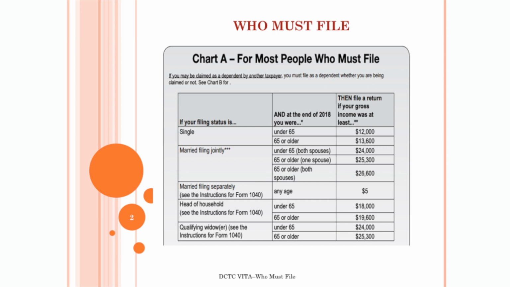Let me just take one more. If your filing status is married filing joint, and at the end of 2018 you were both 65 or older, then you would be required to file if your gross income was $26,600 or more. And so you can read the chart for yourself.